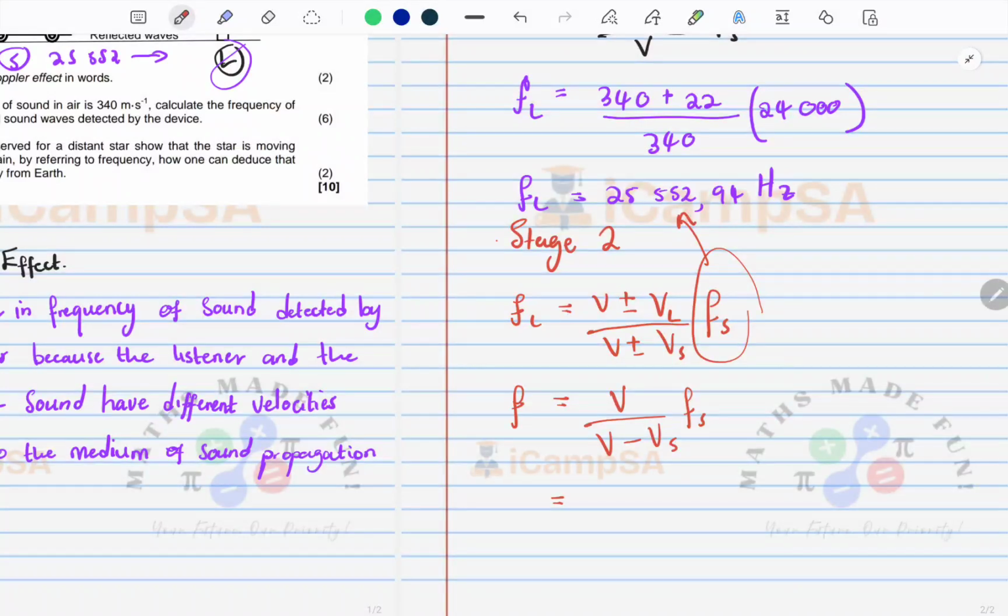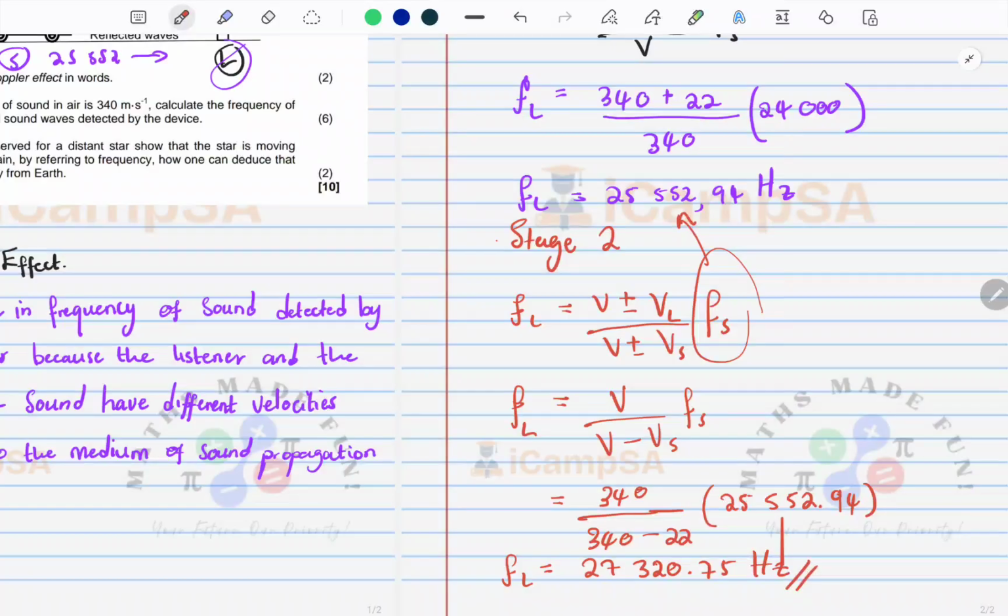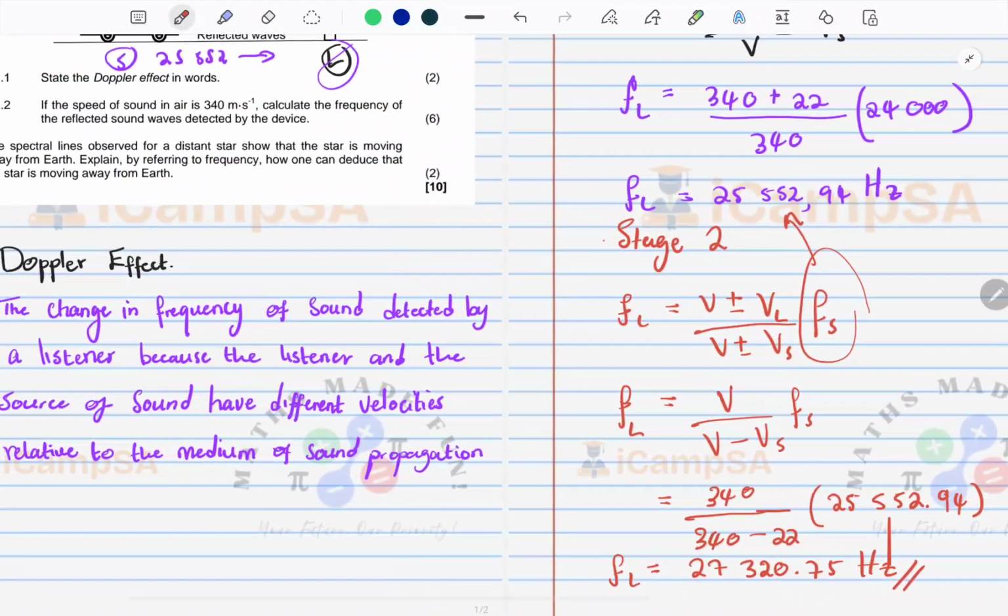That means you're going to have 340 over 340 minus the source, which is now the car at 22, times our 25,552.94, which is the frequency. This final frequency is the frequency that is detected here. So let's punch our calculator and see. Then you get 27,320.75 hertz. This is what you've got here.